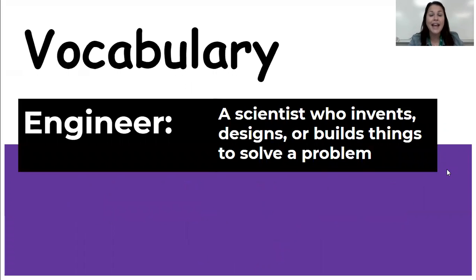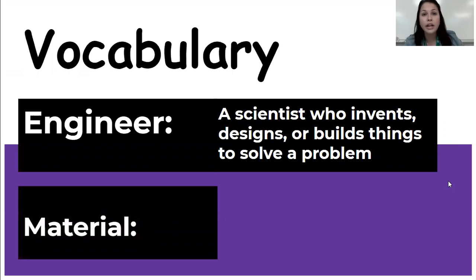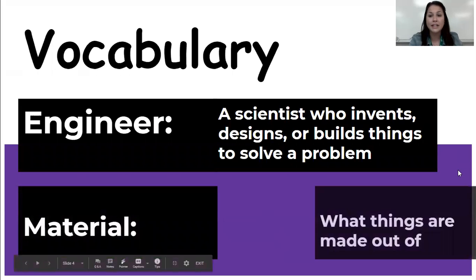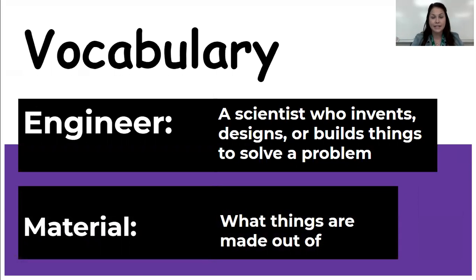Now, like I said, an engineer is a scientist who invents, designs, or builds something to solve a problem. And I said that we are learning about properties of materials. And our big question is, why do we use different materials for different things? So we need to know what the word material means in science. The word material means what things are made out of. So again, let's think back to that desk. What materials are desks made out of? Wood and metal. Those are the materials that an engineer used to build something.